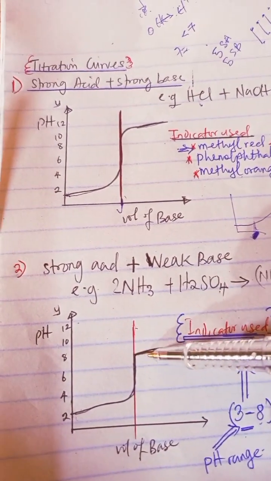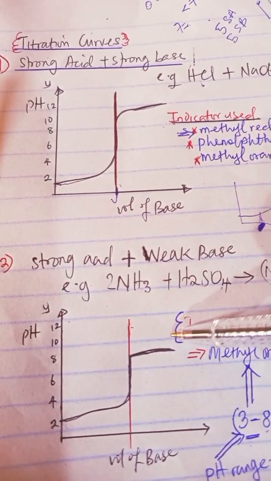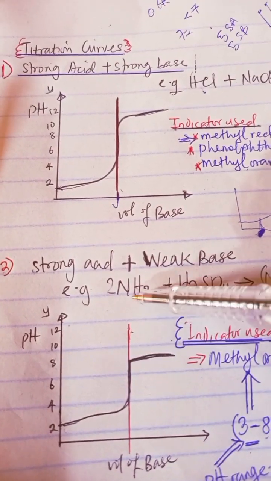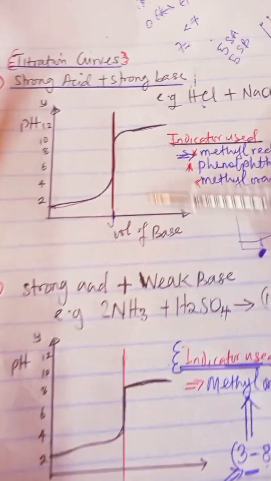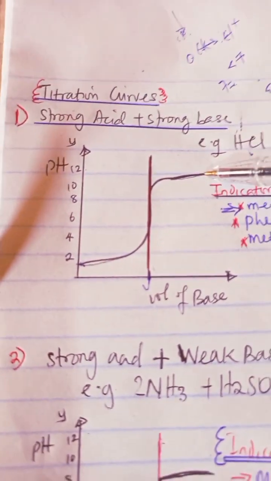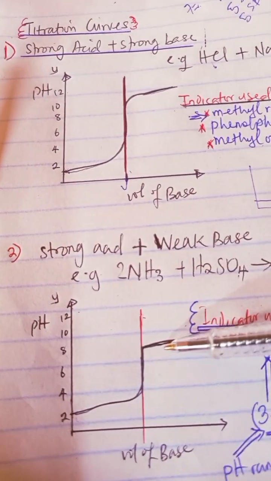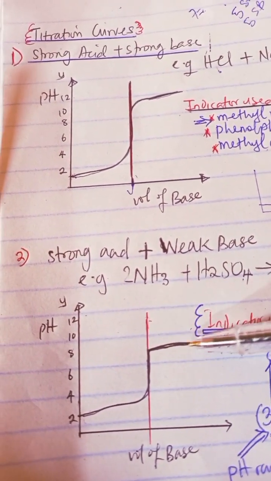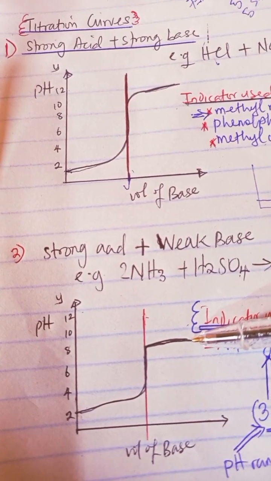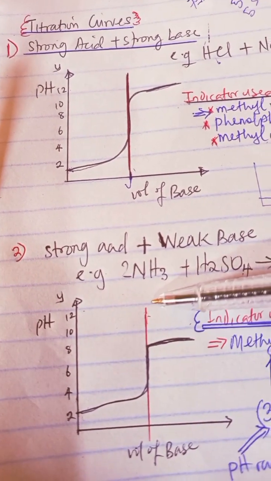So it stopped at 8. It didn't get to 10. That's because this one is a weak base. You cannot spike it up to 12 like the one with a strong base like NaOH. So it will not get to 10. It just gets to something like 8, 8.5. Sometimes it might get to 7. Just know that it will not get to 12. It will not go too high.